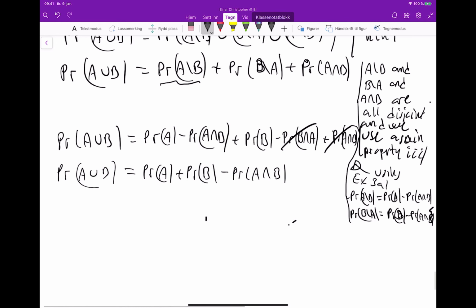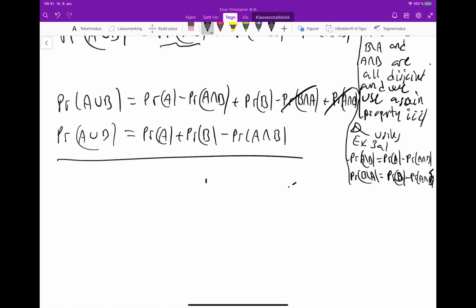Okay, this is playing with events, and now exercise 3 is finished. So then we can go to exercise 4. This was actually what we were asked to show. Exercise 4.